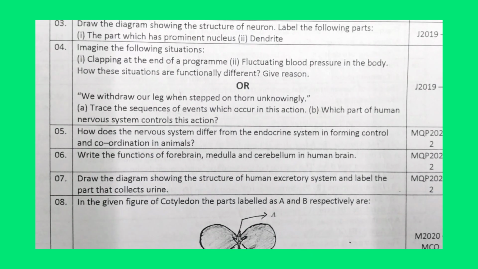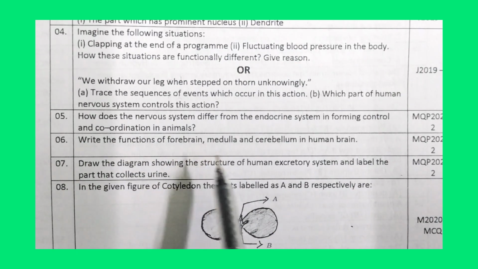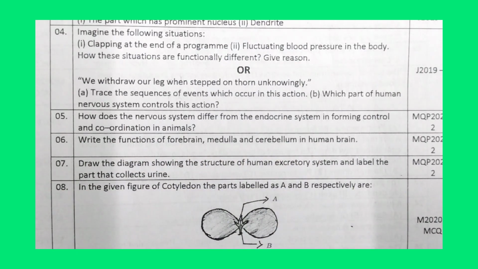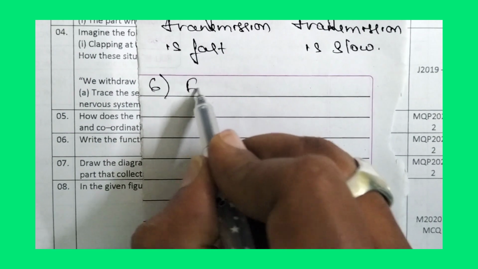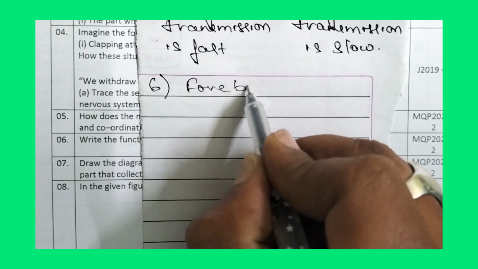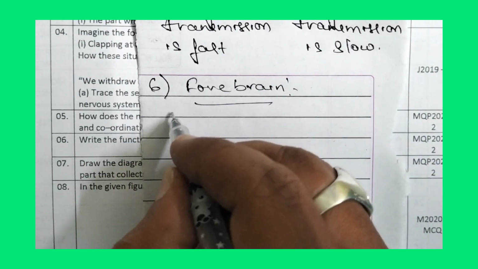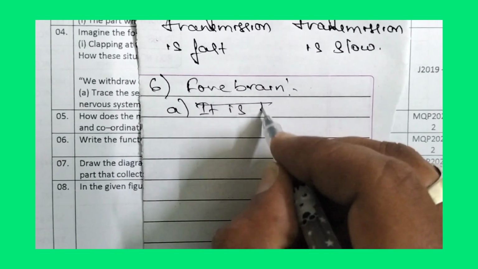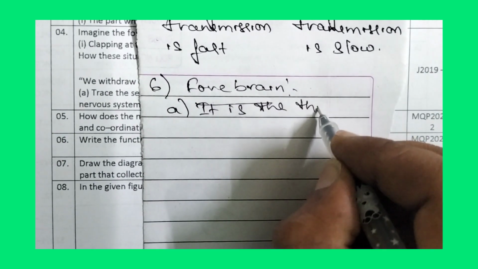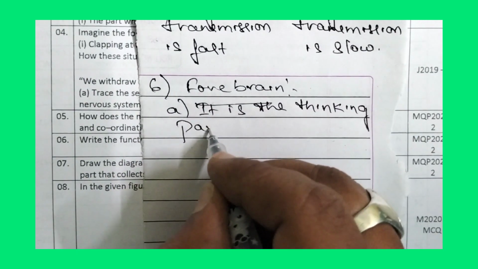Now let us move to the sixth question. Write the functions of forebrain, medulla and cerebellum in human beings. Let us answer one by one. The first one is the forebrain. Forebrain is nothing but the cerebrum. So let us write about the cerebrum. The first point is, it is the thinking part of the brain.